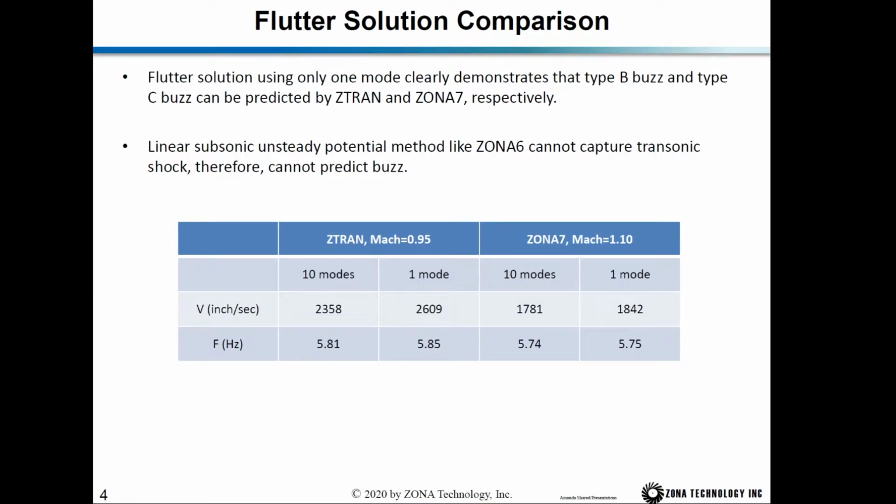So if we compare the flutter solutions, for ZTRAN with 10 modes versus one mode, the flutter speed has a small difference, but the flutter frequency changes very little. And for ZONA7, if we use 10 modes and one mode, the flutter speed changes very little, and the frequency is almost the same.